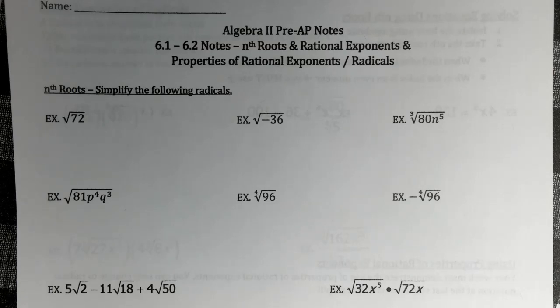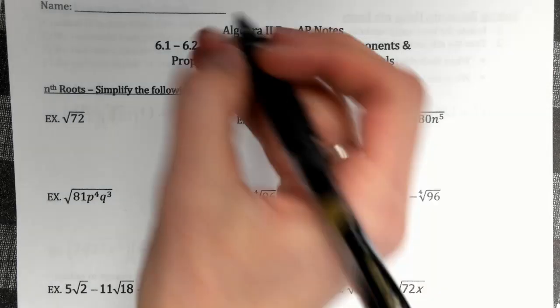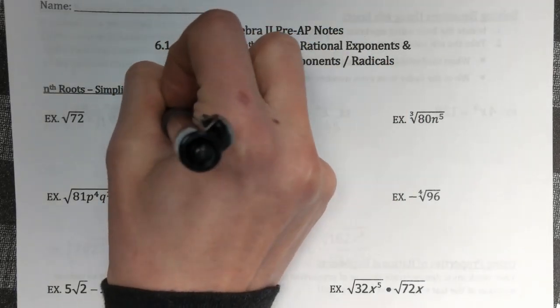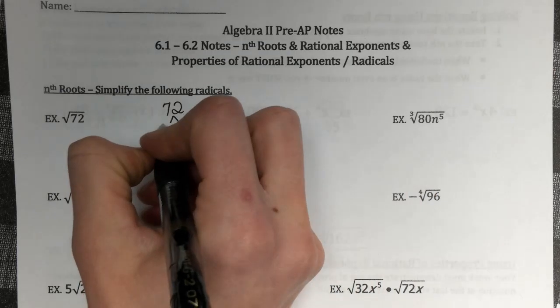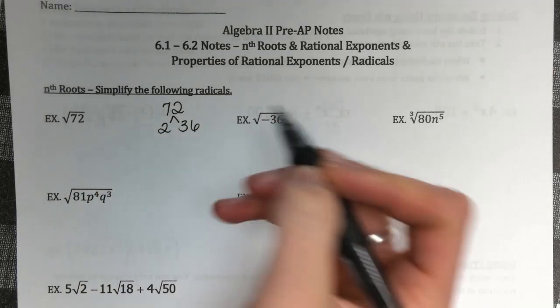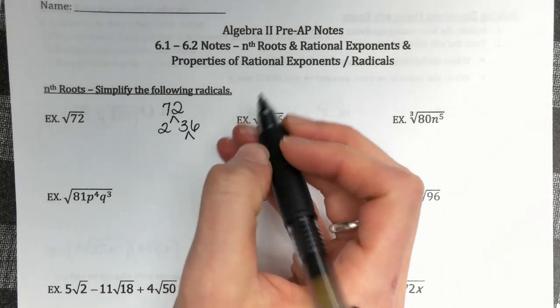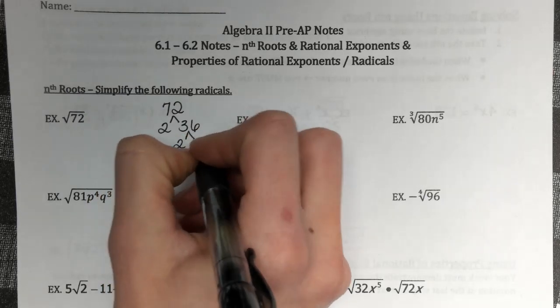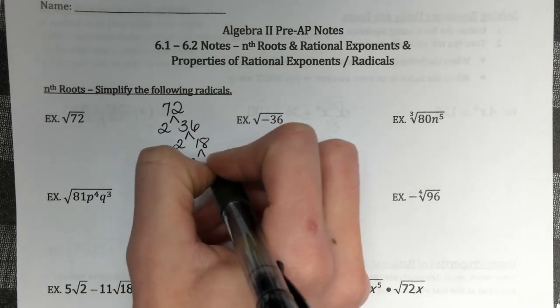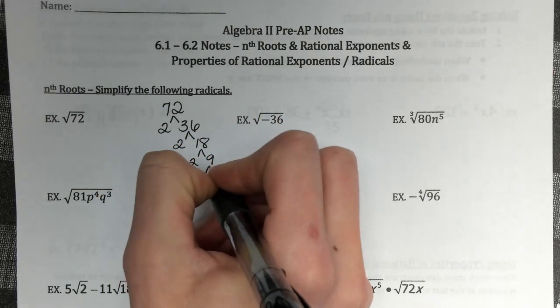Alright, square root of 72, hopefully you know that is not a perfect square. So how would I simplify square root of 72? I do my prime factorization, right? So I split 72 into 2 and 36. 36 splits into 2 and 18, which splits 2 and 9, which splits 3 and 3.